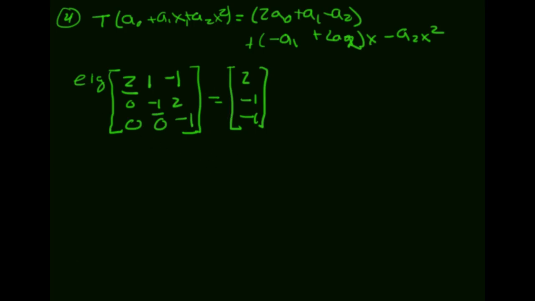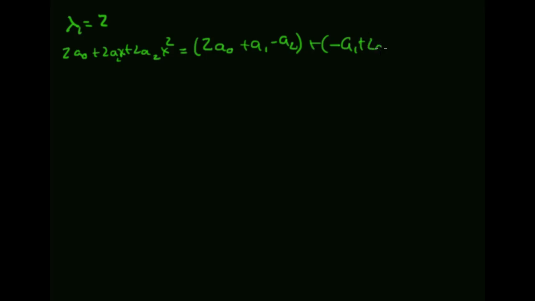So let's do that first. Lambda 1 is going to equal 2. This means that we want 2a0 plus 2a1x plus 2a2x squared to be the same as the transformation equation: 2a0 plus a1 minus a2 plus negative a1 plus 2a2 x minus a2x squared.